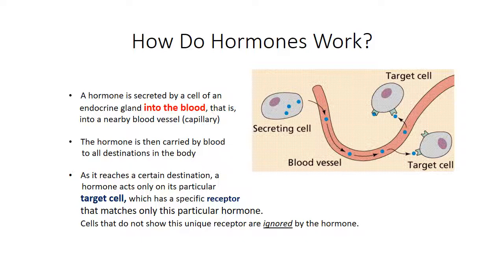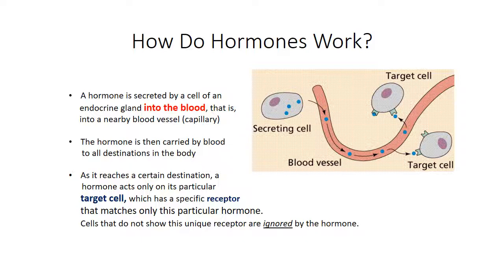A particular target cell has a specific receptor that matches only this particular hormone. In this picture, target cells have some appendages on their surface. They are receptors, special molecules or collections of complexes of molecules. And in this picture, see, it has a depression with an oval shape, and this little blue sphere, little blue ball, fits right in. Right? It can bind to the target cell's hormone specifically.